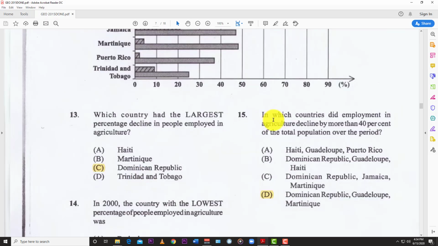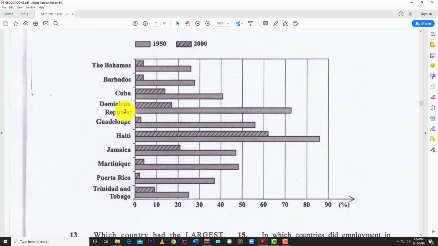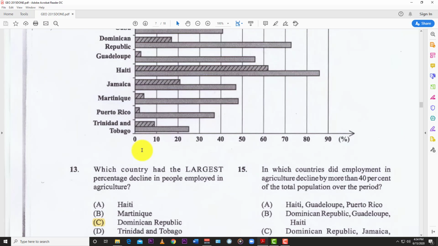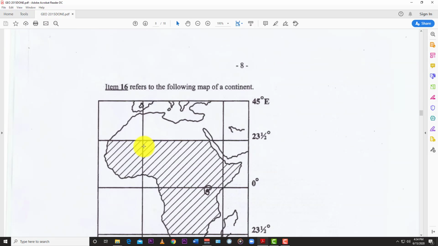All right, number 15. In which countries did employment in agriculture decline by more than 40% of the population over the period that they are looking at? And so the answer here is D, the Dominican Republic, Guadeloupe, and Martinique. So you're looking at Dominican Republic, Guadeloupe, and Martinique. All right, so those are the biggest declines.